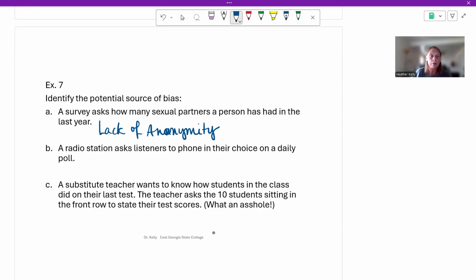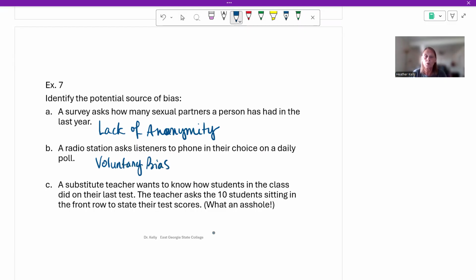All right, a radio station asks listeners to phone in their choice on a daily poll. What kind of bias would that be? Yeah, you're right. Volunteer. Voluntary bias.